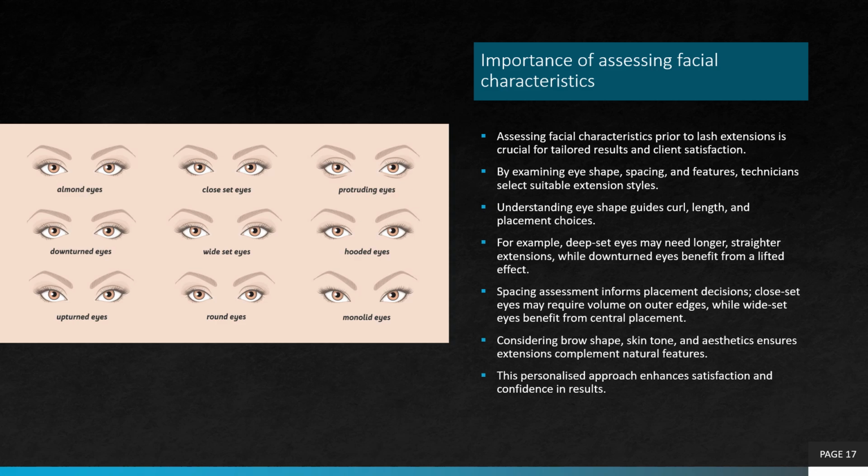Similarly, assessing the spacing of the eyes is crucial for determining the most flattering placement of the lashes. Clients with close-set eyes might need more volume on the outer edges to create balance, whereas wide-set eyes could be better enhanced with extensions focused towards the centre. Additionally, considering other facial characteristics like brow shape, skin tone, and overall aesthetics helps ensure that the extensions harmonise with the client's natural features. This personalised approach not only enhances the final look, but it also boosts the client's confidence in the results, leading to greater satisfaction with the service.